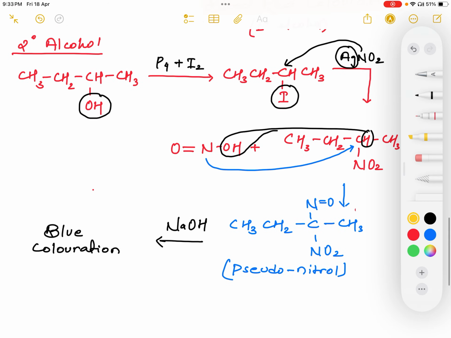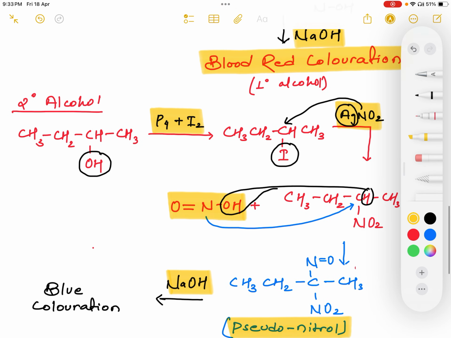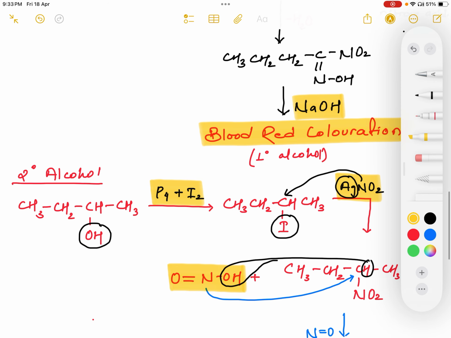So again, I'll make you know, the first step we treated it with P4 and iodine. Second step we treated it with AgNO2. Third step we treated it with HNO2. And in the final step we treated it with NaNO2. Also, here was a formation of pseudonitrile. In the first reaction or treatment of 1-degree alcohol, we used to get nitrolic acid. This is your nitrolic acid.